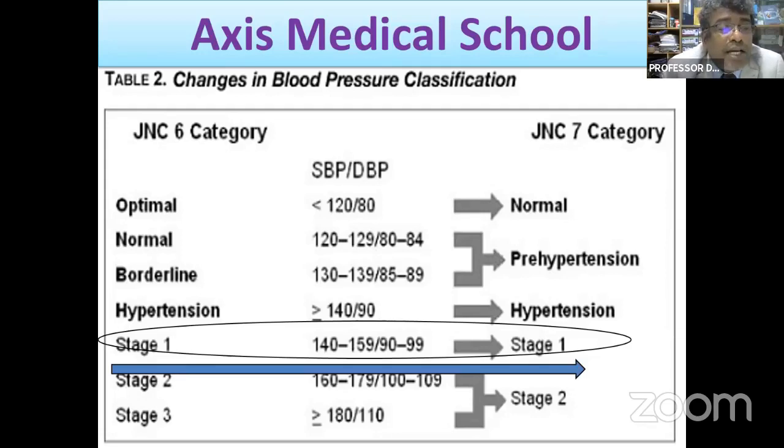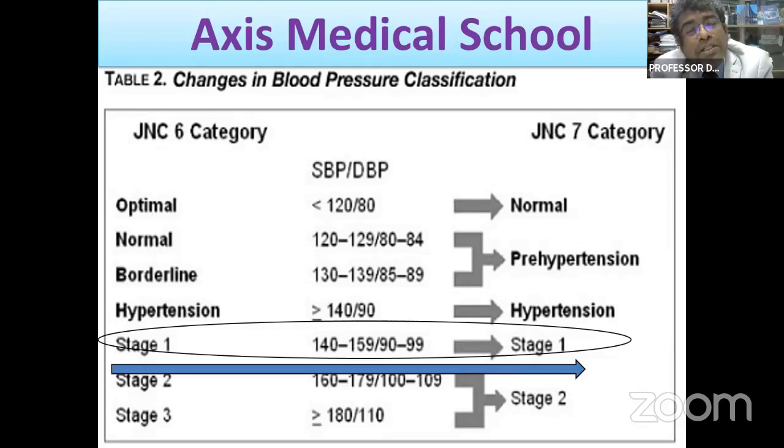Before hypertension, there were 3 categories according to the JNC 6 guideline: optimal, normal, and borderline. But according to the JNC 7 guideline, optimal becomes normal, and normal and borderline together, that is, a patient having blood pressure 120 to 139 systolic and diastolic 80 to 89, is labeled as pre-hypertension. So pre-hypertension is less than 140 and less than 90.